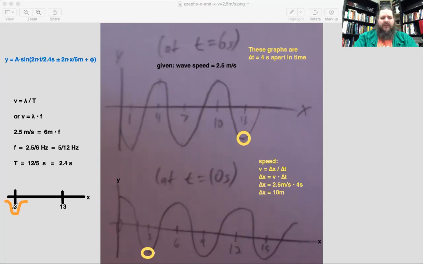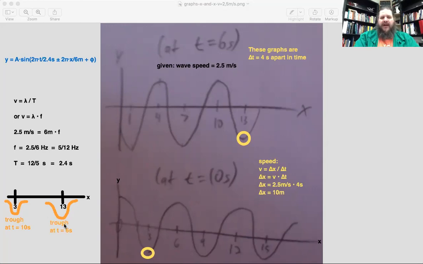We've got a trough passing by the 3-meter mark at what time? 10 seconds. Yeah. The trough passes by the 3-meter mark at 10 seconds, and that same trough passes by the 13-meter mark at what time? At 6 seconds. Yeah, trough at time 6 seconds. And it's the same trough.